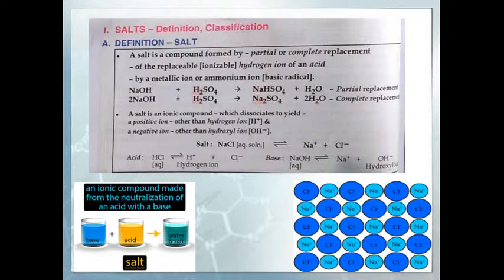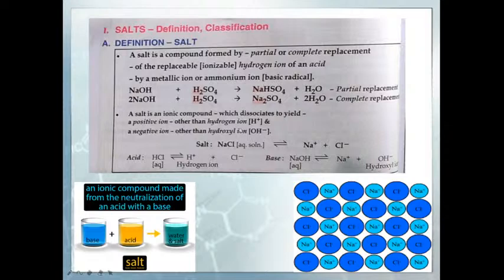Because a neutral salt can be prepared by the complete replacement of hydrogen, and an acidic salt can be prepared by partial replacement. They are always ionic in nature. Why ionic in nature? Because we know that an ionic compound always has a cation and an anion. So a salt is an ionic compound which dissociates to yield a positive ion other than the hydrogen ion. We know that the hydrogen ion is positive and the hydroxide ion is a negative ion, right? So when you take an aqueous solution of any compound, it is going to give us one cation and an anion.